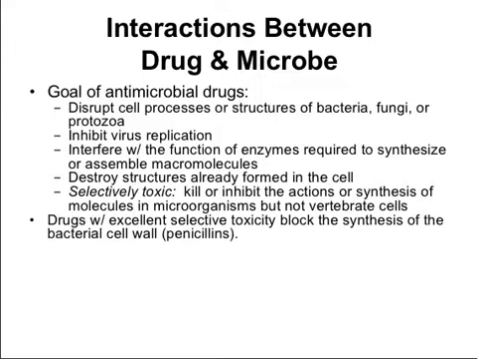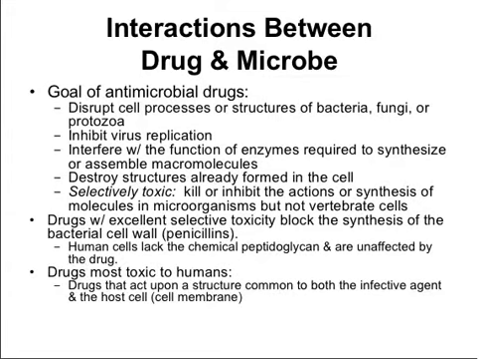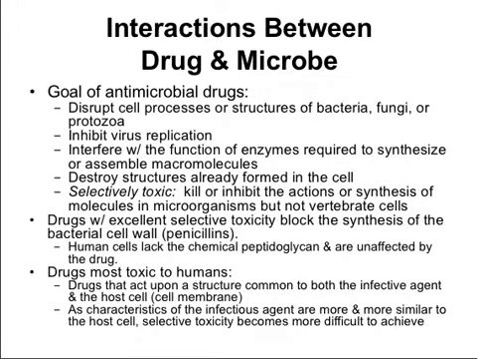Drugs with excellent selective toxicity block the synthesis of cell walls because that's unique to bacteria. We don't have anything like that in our system. Drugs most toxic to humans act on structures common to both the infective agent and the host cell, such as the cell membrane. As the characteristics of the infection agent are more and more similar to our own characteristics, selective toxicity gets tougher to pull off. And that's why it's tough to make a good antiviral, and why it's tough to make a good antiprotozoal or antihelminthic, because there aren't enough unique targets for the drugs to do their tricks.